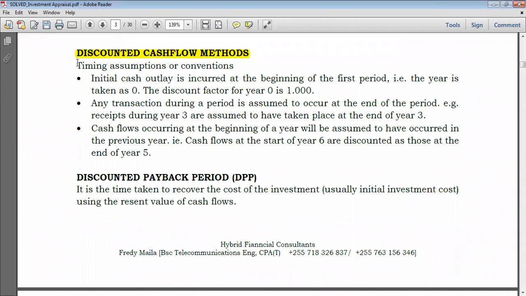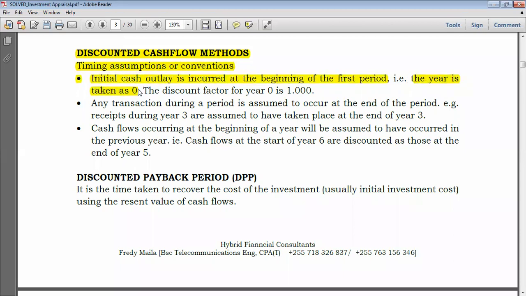First of all, we have timing assumptions or conventions. We assume the following. Initial cash outlay is incurred at the beginning of the first period. So unless specified to the contrary, we presume that the project would require an initial outlay at the beginning of the year. If you say at the beginning of year one, it means at the end of the previous period, which is year zero. So we say the year is taken as zero. We mean at the end of year zero.